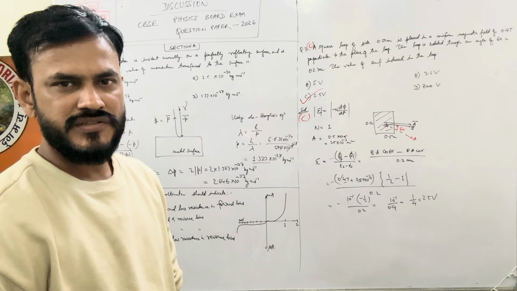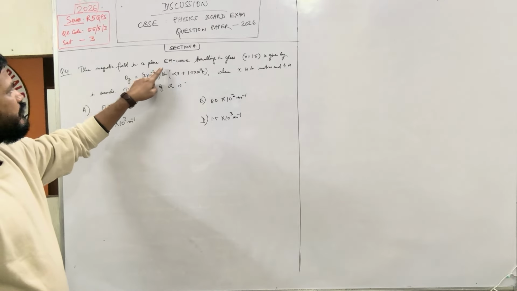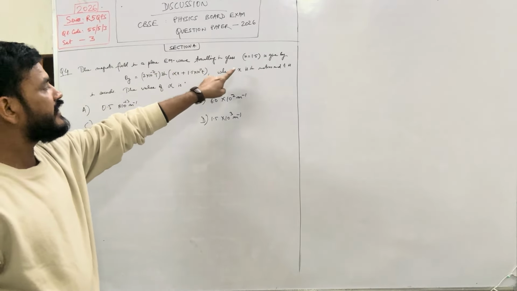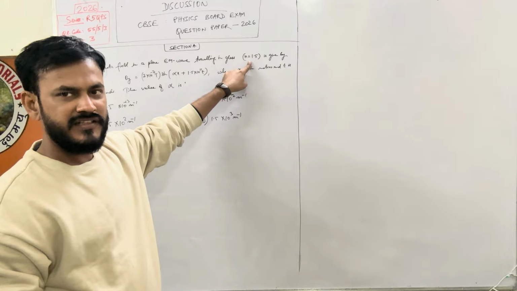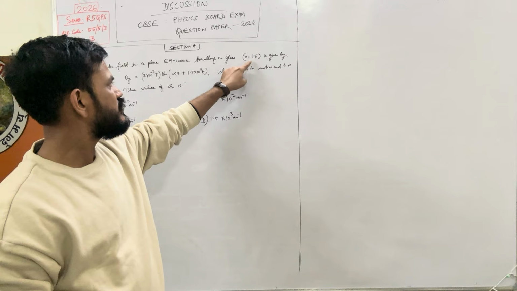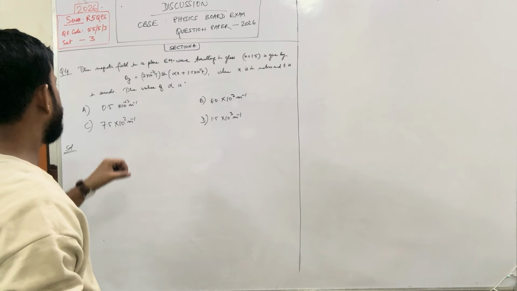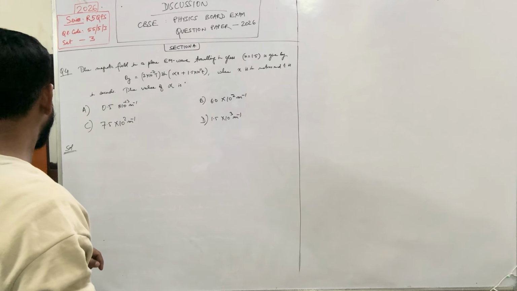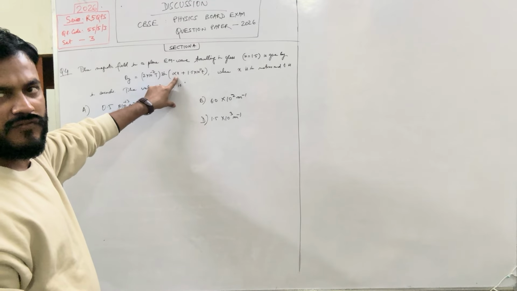Very straightforward question. In this question, it says the magnetic field in a plane electromagnetic wave traveling in glass. It should be noted that the wave is traveling in glass whose refractive index is 1.5. The equation is given by this, where x is in meter and t is in seconds. We need to find the value of alpha.